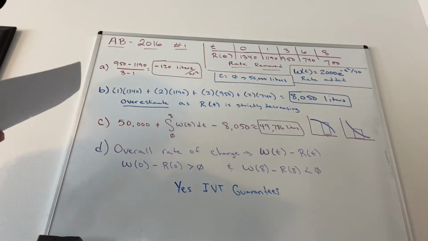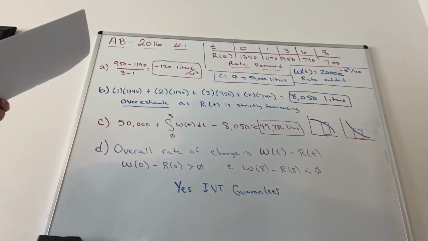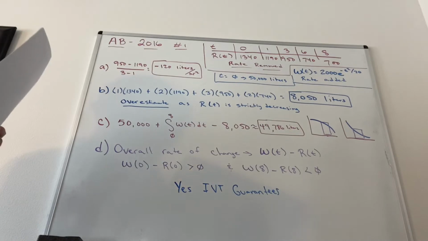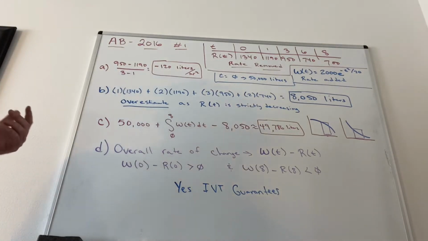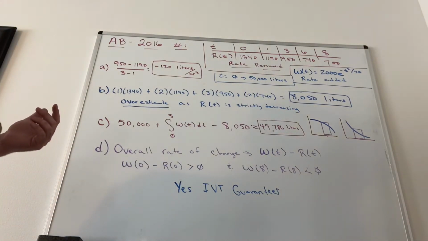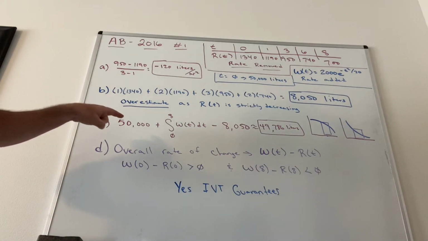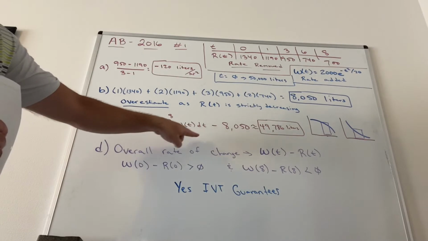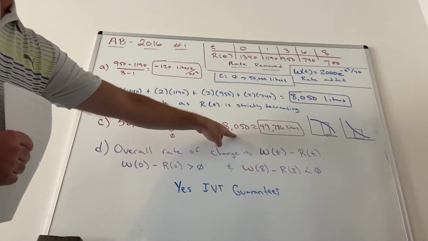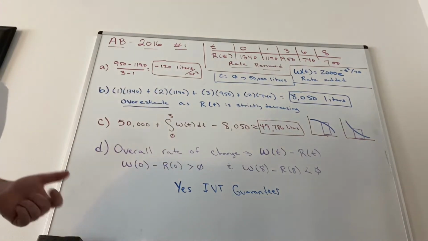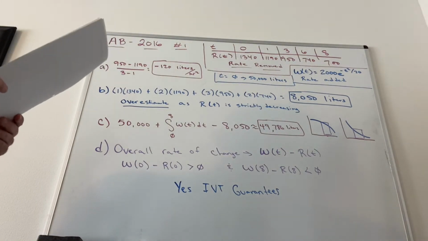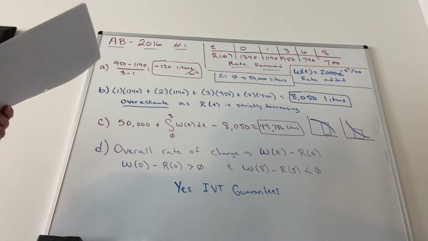Part C: use your answer from part B to find an estimate of the total amount of water in the tank at the end of 8 hours. We've done this type of question several times now. That's what you started with, plus what came in, minus what went out, leaves you with approximately 49,786 liters.